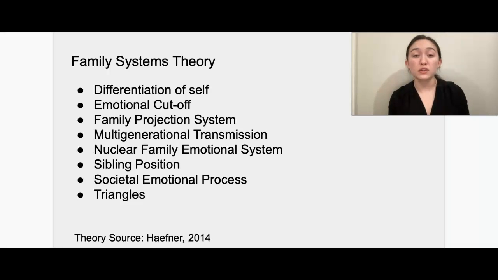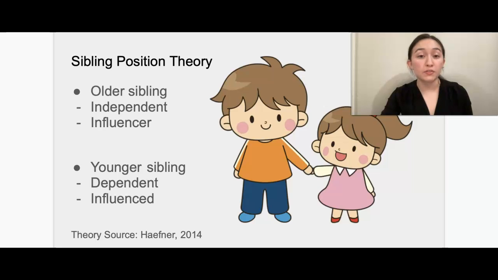And for this case in particular, I thought that the factor that was most applicable to the relationship between me and my sister was the sibling position theory. And Judy Hafner also mentions this theory in her article, and she states that this is based on the idea that the older sibling is independent and is more of the influencer, while the younger sibling is dependent and is heavily influenced by the older sibling's thoughts, opinions, and actions.